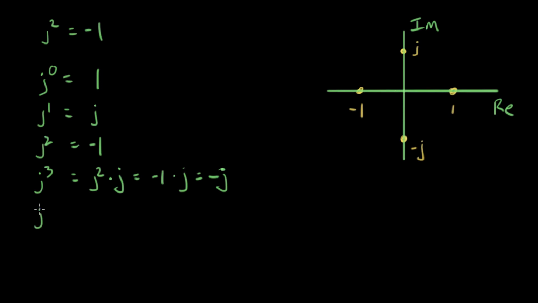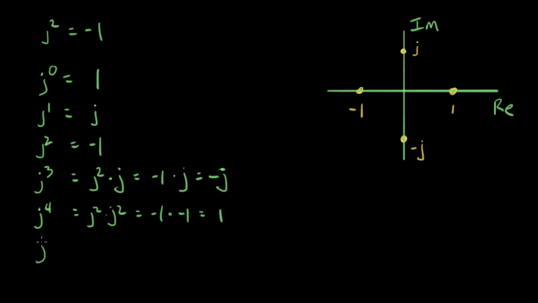Okay, j to the 4th is equal to what? It's equal to j squared times j squared. Let's look that up. It's minus 1 times minus 1. And what does that equal to? That equals 1. So let's go plot that. Well, we've already plotted it. So that's this answer right here. All right, so we already have that.